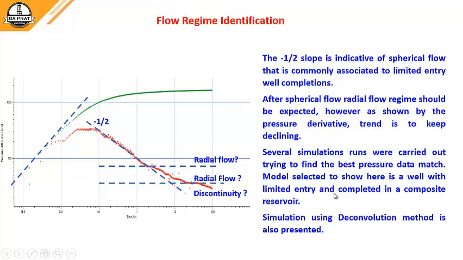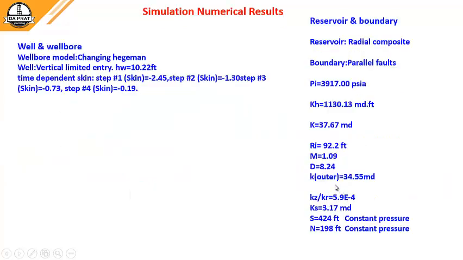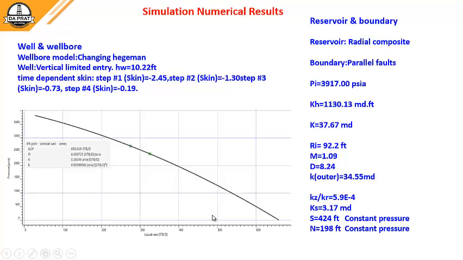So several simulations were carried out trying to find the best pressure data match. The model selected to show here is a well with limited entry completed in a composite reservoir. And also, in addition, we use the deconvolution method. So what we see here is the IPR, actually, for this well. And for the results regarding the reservoir boundary, we use a radial composite reservoir with two parallel faults.